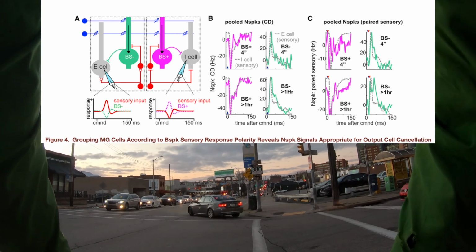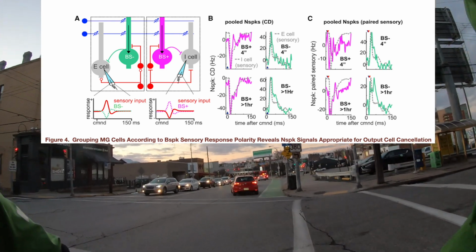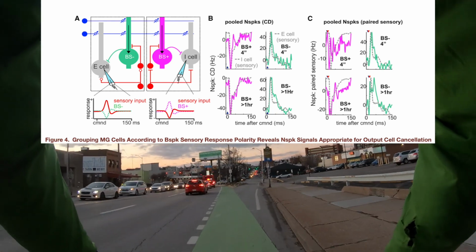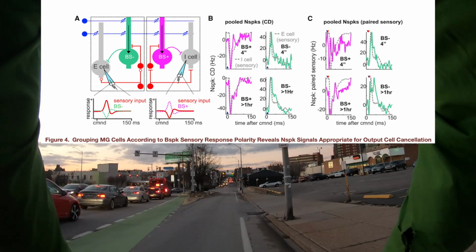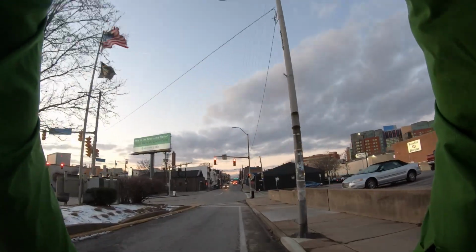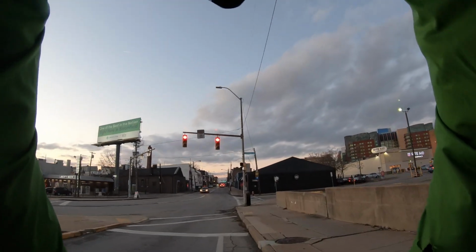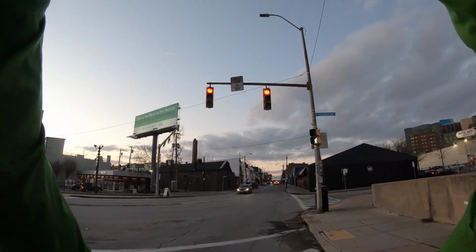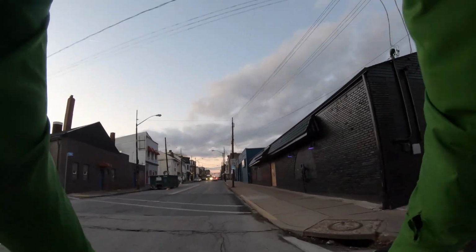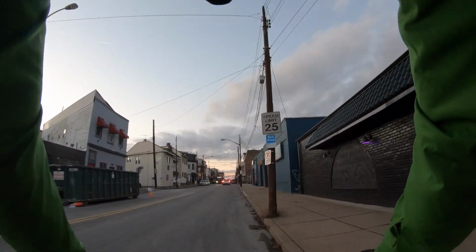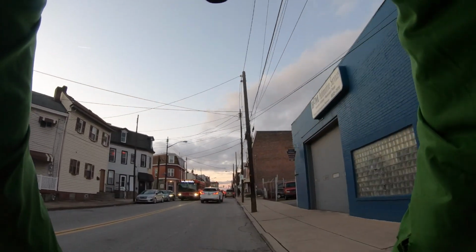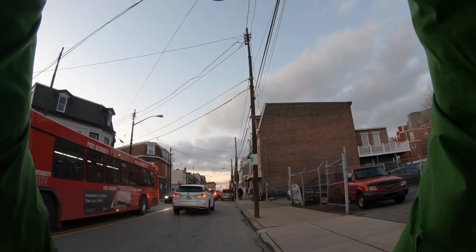So figure 4 then takes this one step further and notices that the medium ganglion cells show two different response polarities to a stimulus. One can be excitation and two can be inhibition, a decrease in firing or an increase in firing in response to it. So that separation gives them this idea: what if we separate the positives and the negatives?